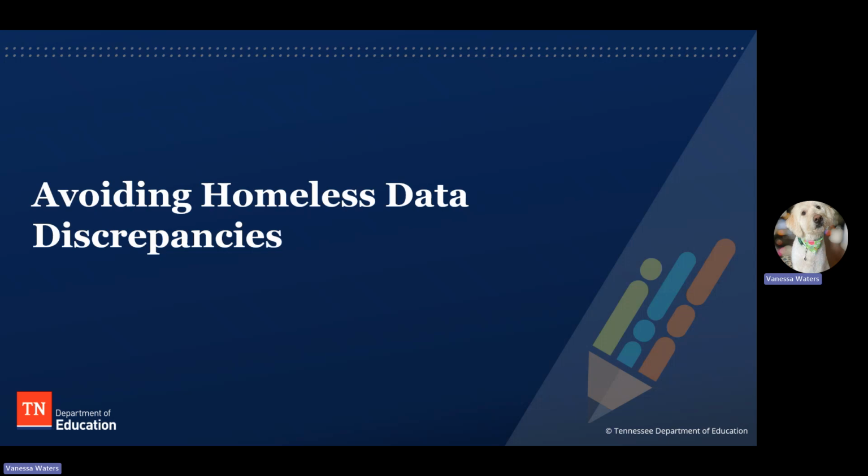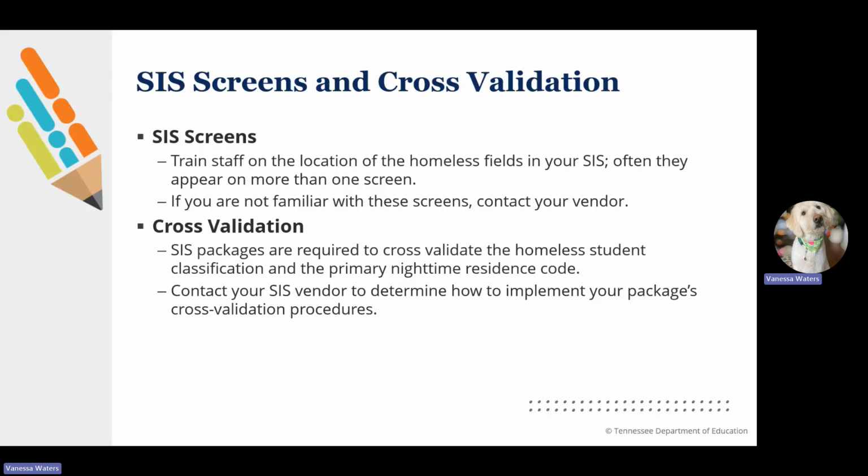So now let's look at ways to avoid homeless data discrepancies. For SIS screens, it's important to train staff on the location of the homeless fields in your SIS. Often they appear on more than one screen. If you are not familiar with these screens, contact your vendor. For cross-validation, SIS packages are required to cross-validate the homeless student classification and the primary nighttime residence code. Be sure to contact your SIS vendor to determine how to implement your cross-validation procedures.